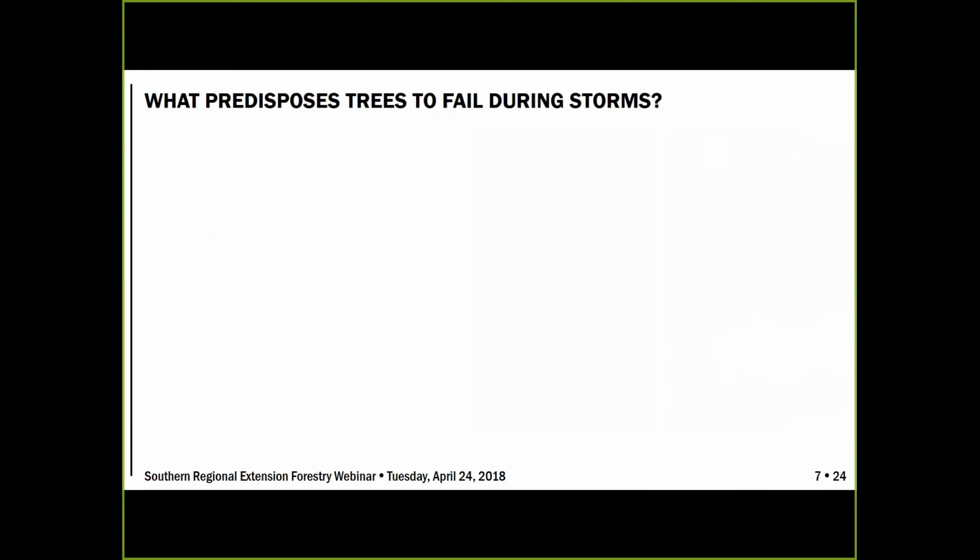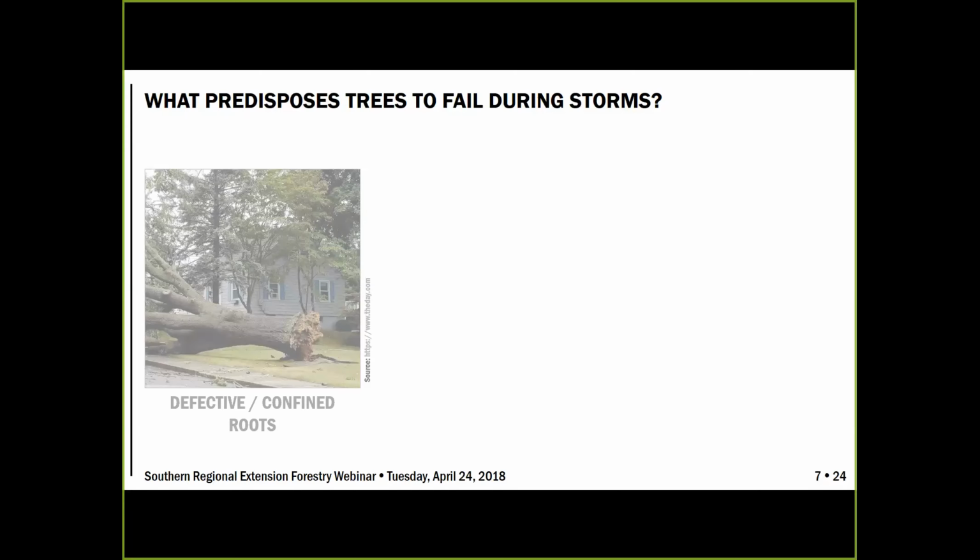So what predisposes trees to failure during storms? The key concept here is that failures could likely have been prevented through species selection and maintenance practices. Keep that in mind as we review these predisposing factors.